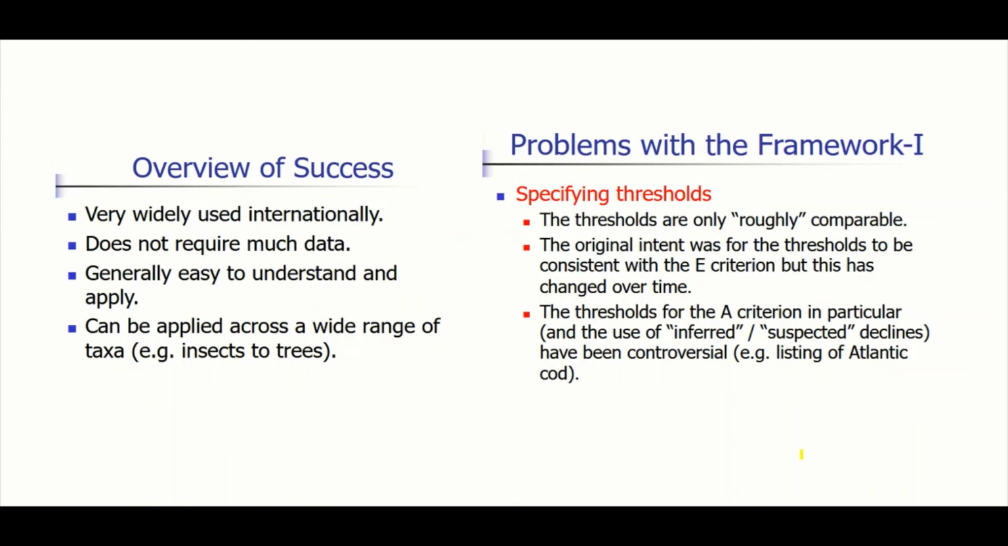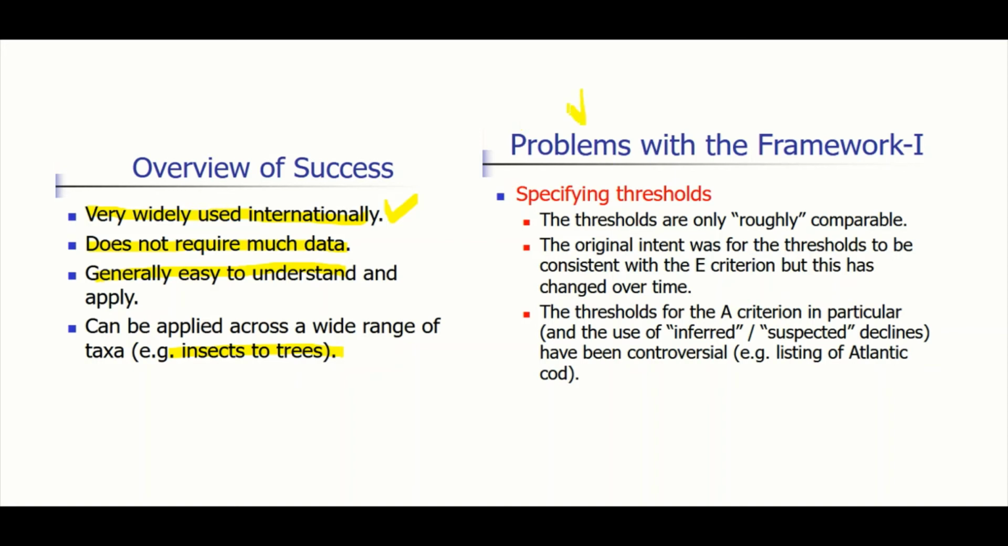So this process, of course, we have said is automated, and it has also given us success in many ways because it is very widely used internationally, and therefore we're able to have very good mapping of conservation status. It does not require so much data, and it is generally easy to understand and to apply, and can be applied across a wide range of taxa, from insects to trees, etc.